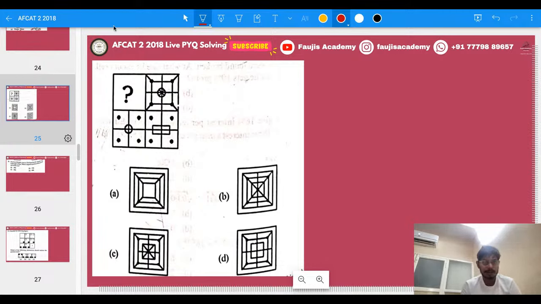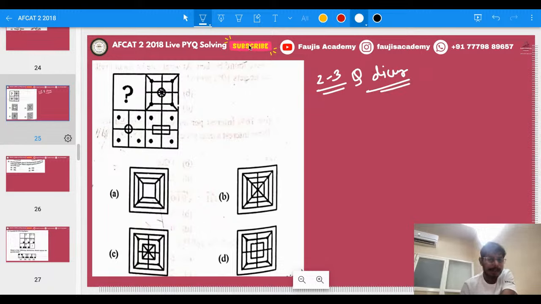What do you guys think? Which of the figure should be replaced at the place of question mark? What exactly should we fill at the place of question mark? In the whole of your AFCAT paper, guys, at max 2 to 3 questions will be dicey like this.